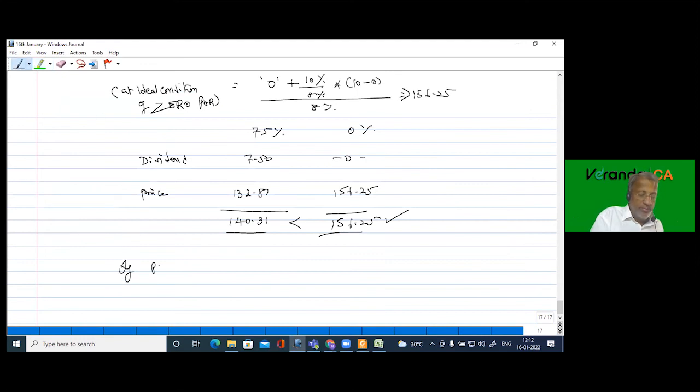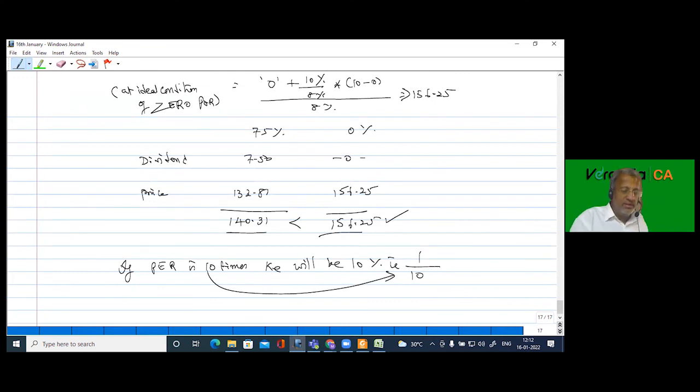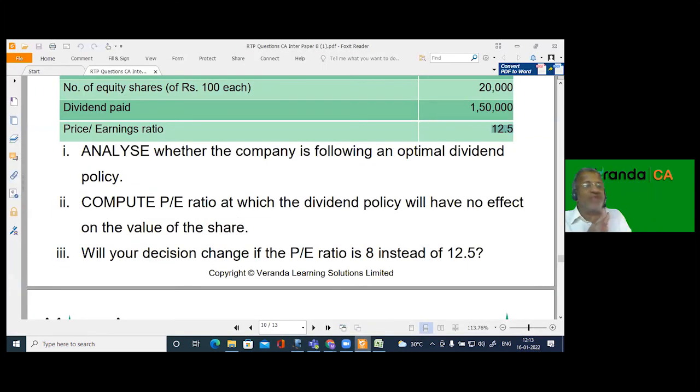So we will answer that question. If the P/E ratio is 10 times, cost of equity will be 10%. How come? 1 divided by 10. And the company's R is also 10%. So any payout ratio will give no effect on selling price, no effect on price. Therefore, the answer for this particular question is 10 times.